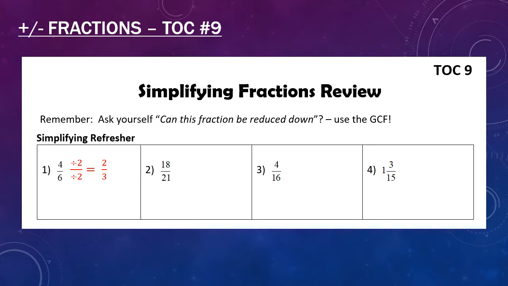For 18/21, I can divide those both by 3, because although 18 is even, 21 is not, so 2 won't work. Divide 18 by 3, I get 6. 21 divided by 3 is 7. I end up with 6/7. For question number 3, I have 4 and 16. My greatest common factor is 4. I would divide them both by 4 and get 1/4.